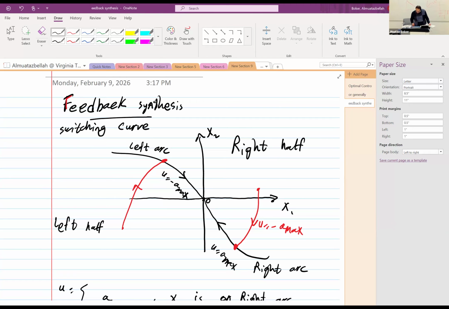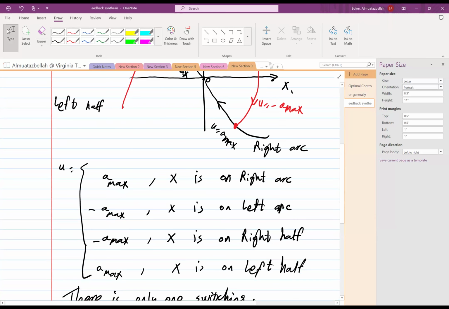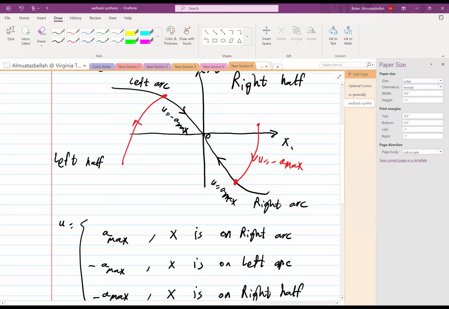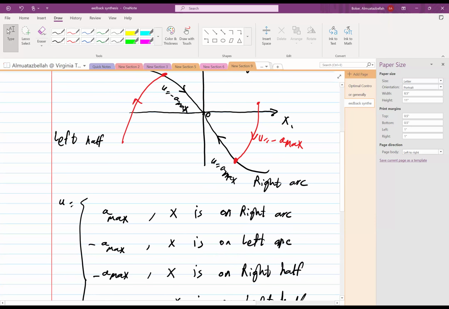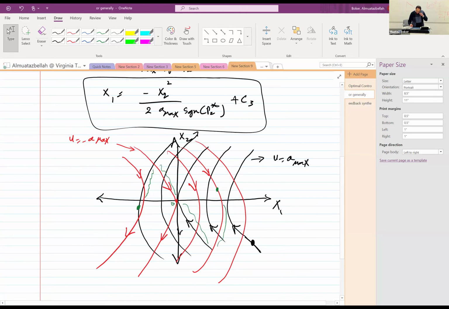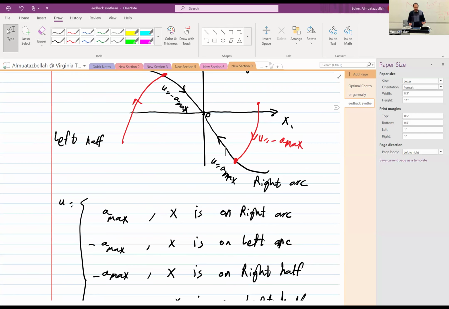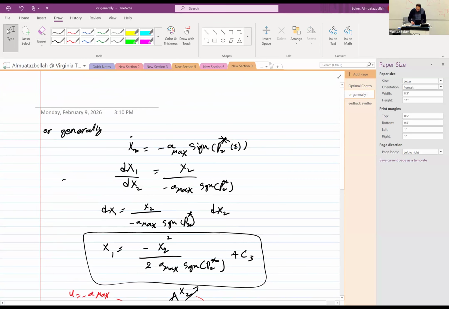Question from Zoom? Yeah, I guess mine might be related, but it's based on when you switch. According to the switching logic you gave, it seems like we switch when we pass the y-axis. Is that correct? No, the switching is dependent on P. So in this case here, I'm showing you what happens, okay?